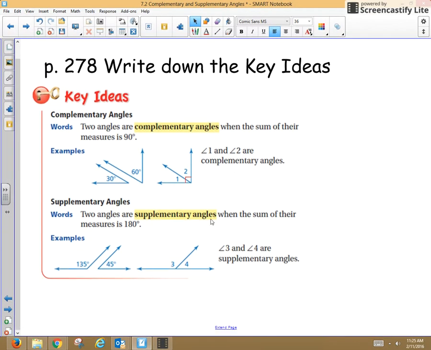The next vocabulary is supplementary angles. When two angles are supplementary angles, their sum measures 180 degrees. So here you'll see angle 3 and angle 4. If angle 3 is 135 degrees and angle 4 is 45 degrees, the sum is equal to 180 degrees when you add them. So therefore, they are supplementary angles. So pause the video and copy this down. Include the drawings, please.